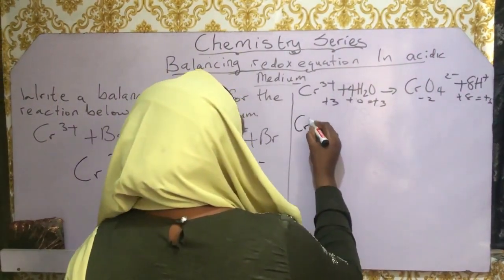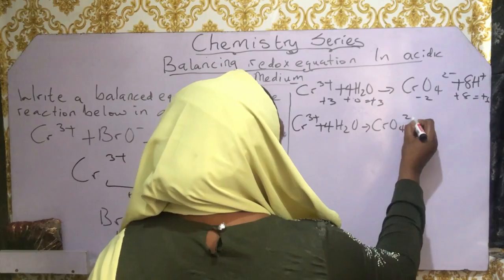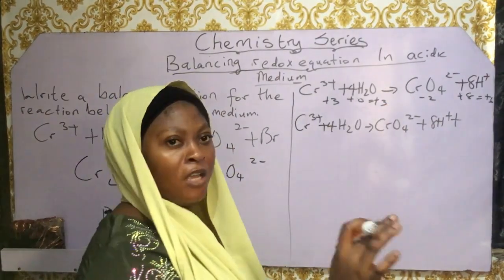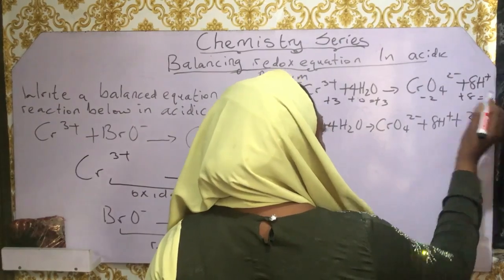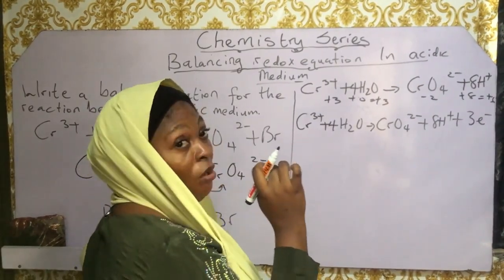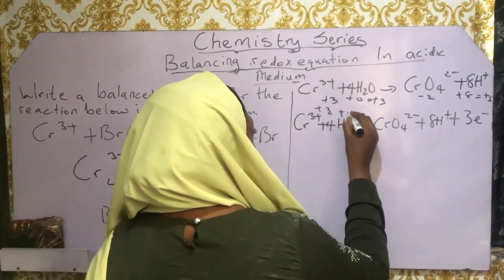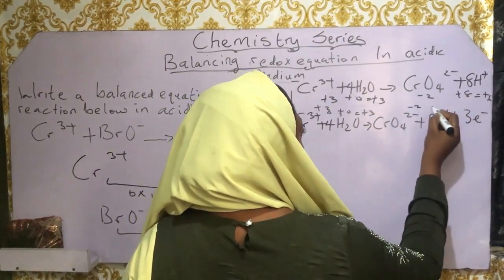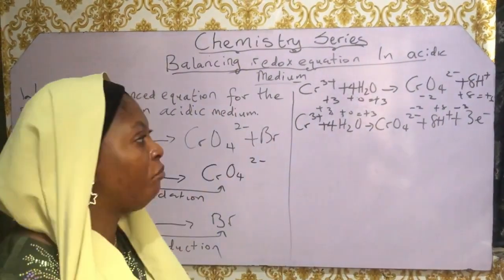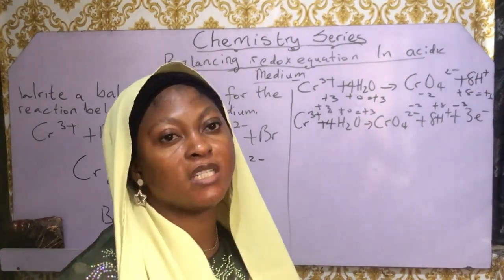So you have Cr3+ plus 4H2O to give CrO4 2- plus 8H+. Now the difference between 6 and 3 is 3. So it means that we add 3 electrons to the side. Now adding 3 electrons, let's see if the charges are balanced on both sides. Here we have plus 3, plus 0, that equals plus 3. Here we have negative 2 plus 8 minus 3. Negative 2 plus 8 gives plus 6, plus 6 minus 3 gives plus 3. The charges are balanced. Now we move on to the second half reaction.